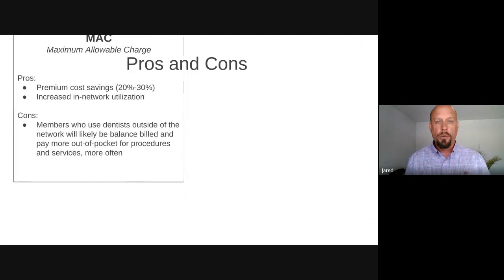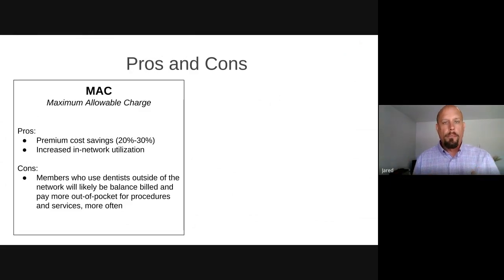So let's talk about the pros and cons. Really, the pros of a MAC plan is that the group and the members are going to save money, right? It's 20 to 30% less than going with the UCR plan. Also, increased in-network utilization, so the plan's going to run really smoothly. There's not going to be balance bills. There's not going to be claims administration issues or people having to file for out-of-network claims. One of the cons, the biggest con of this solution, is members who use out-of-network dentists are likely going to be balance billed, and it could be a decent amount more than if they were on a UCR plan.